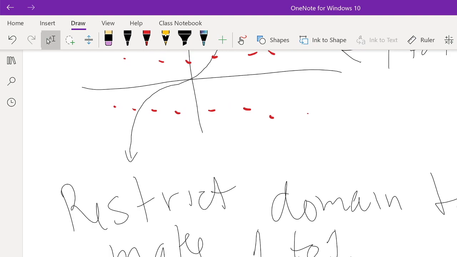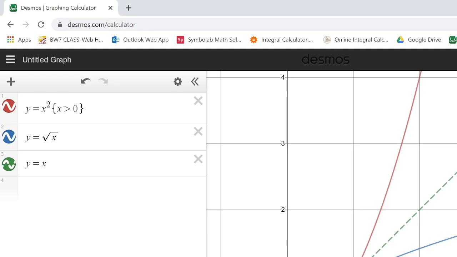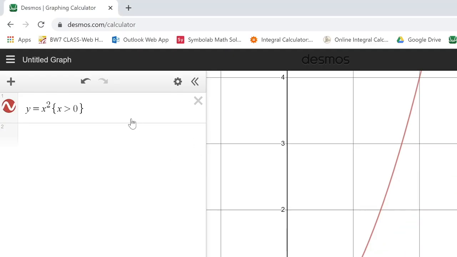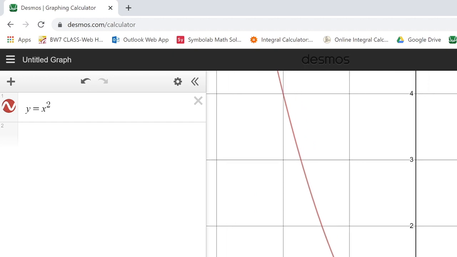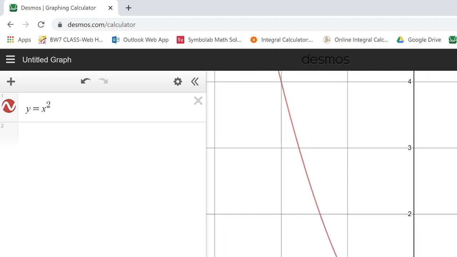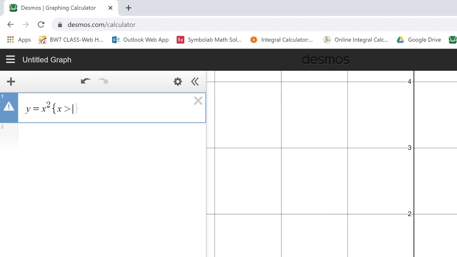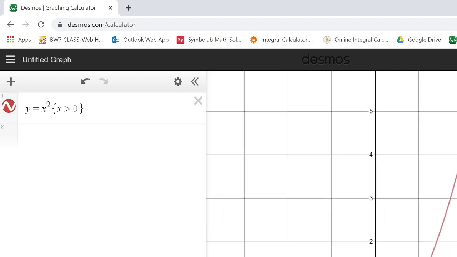So for example, let me bring up a graph here. If I remove any kind of restriction, we have our graph of a parabola, y is equal to x squared. Not one-to-one, but if we make the restriction where the domain is all values x greater than 0, then we can see that now makes it a one-to-one function.